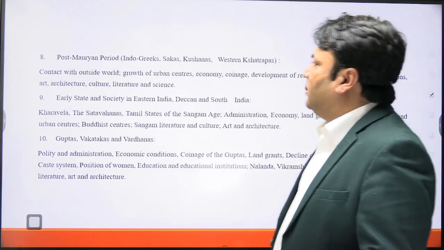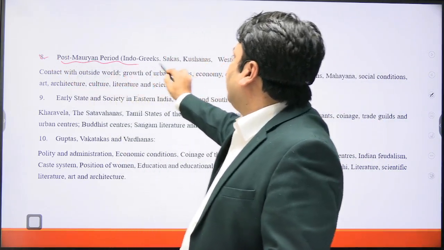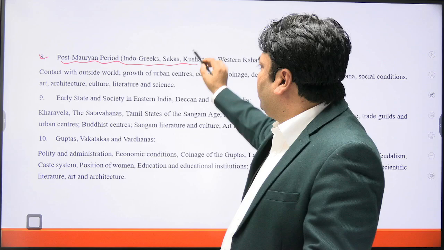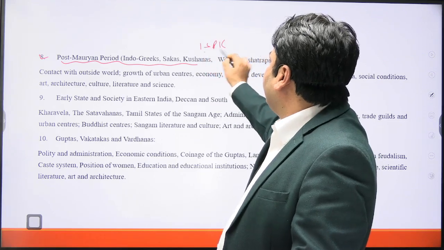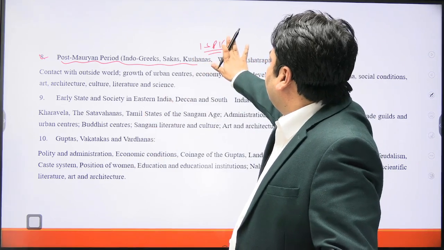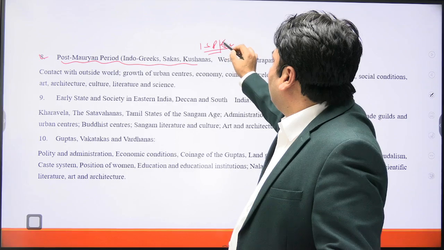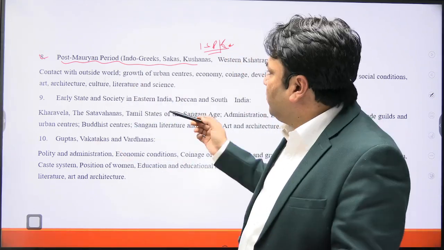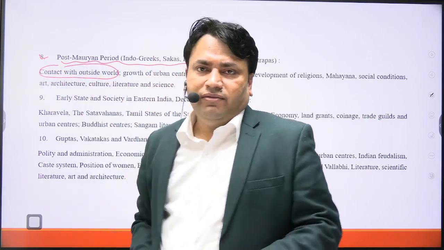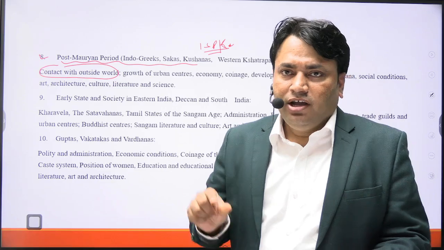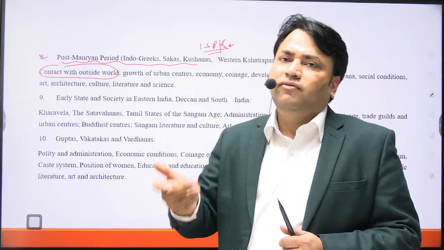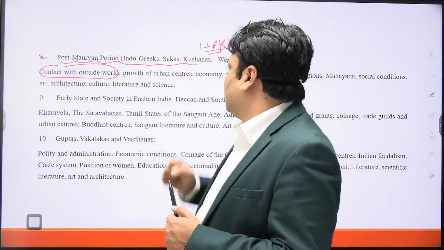Now the topic number 8 here is the post-Mauryan period. In the post-Mauryan period, we see a large number of invaders came to India, and the sequence is Indo-Greek, Shak, Pahlav, Kushana, sorry, Huns come later. So we need to study about India's contact with the outside world. Why has this topic been included? Because during this period, a large number of invaders came to India from outside. That's why this topic has been included.